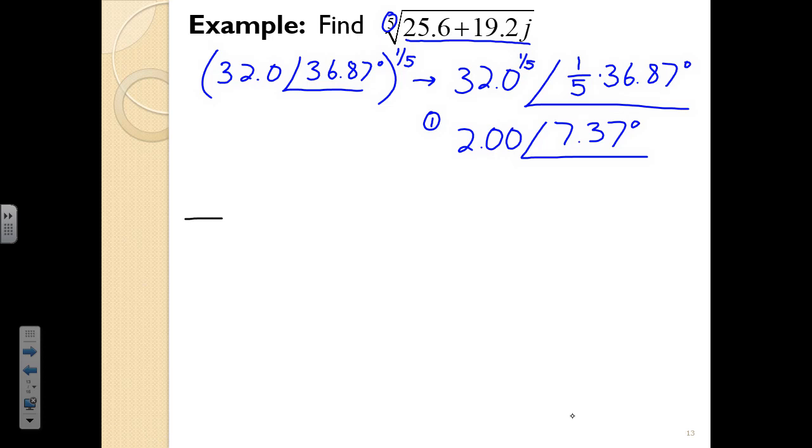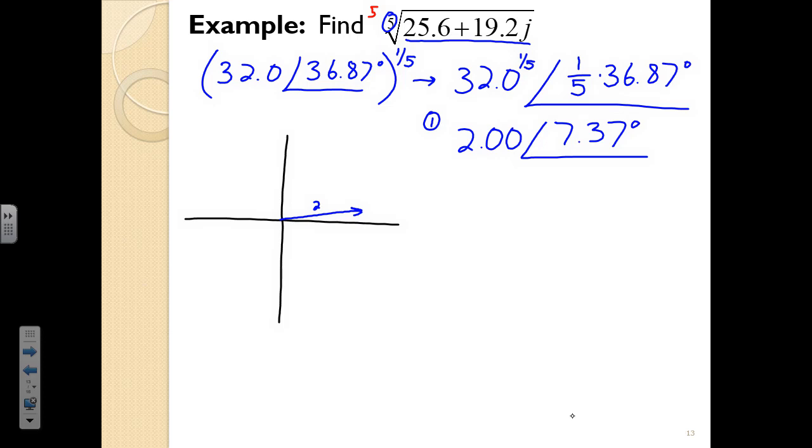Okay, we got the first one, 2 at 7.37. Where is that? Well, 2 at 7.37, that one is going to be about right here. Magnitude of 2 at a direction of 7.37. So there's our first one. Now, how many roots are there here? Again, the index is 5. There must be 5 roots. So where are the others?